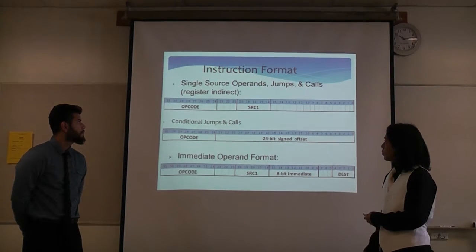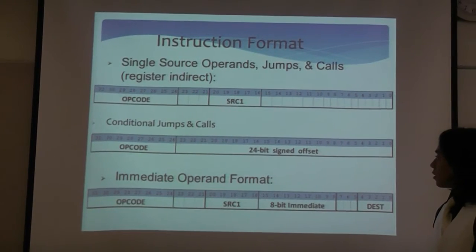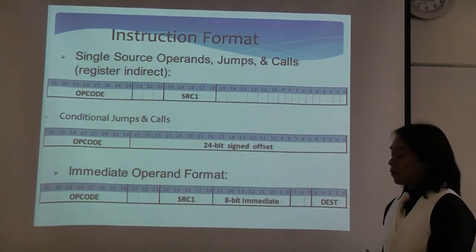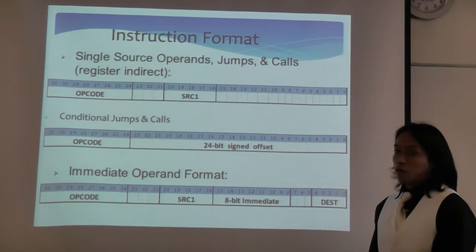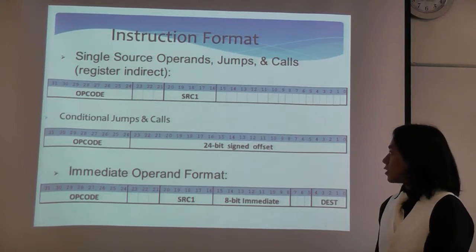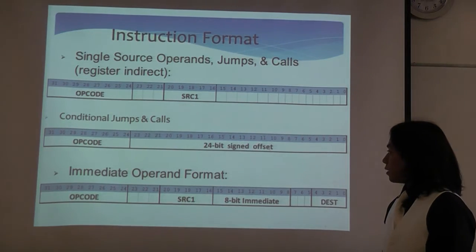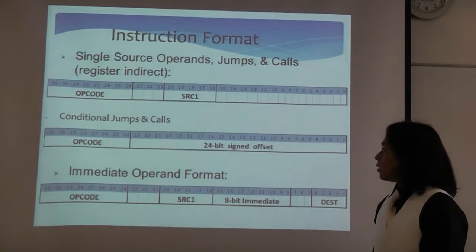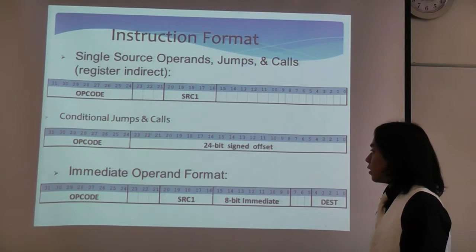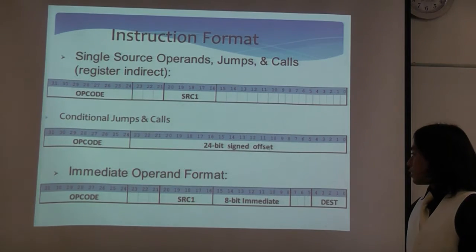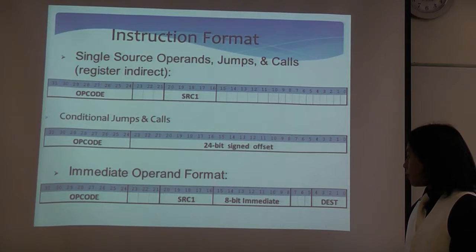Single source, again, would be just a source register being altered by the opcode, which is often used for the jumps and calls. Operands for these are register indirect ones, where the register holds the jump or call location within the source 1 register. Conditional jumps and calls would use a 24-bit signed offset to alter the instruction pointer of the processor. And finally, the immediate operand format, which has the source 1 register altered by the opcode along with the 8-bit immediate and stored into the destination register.